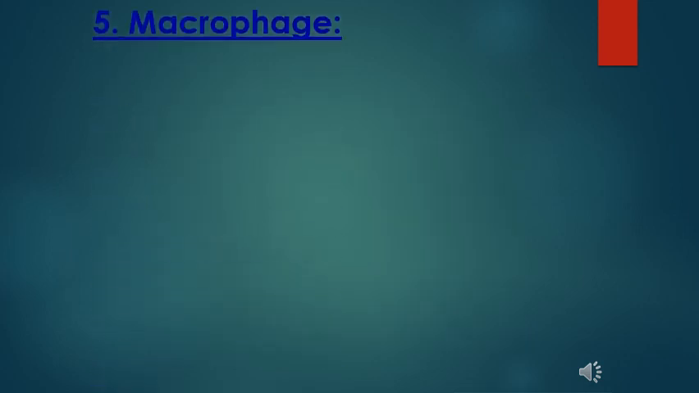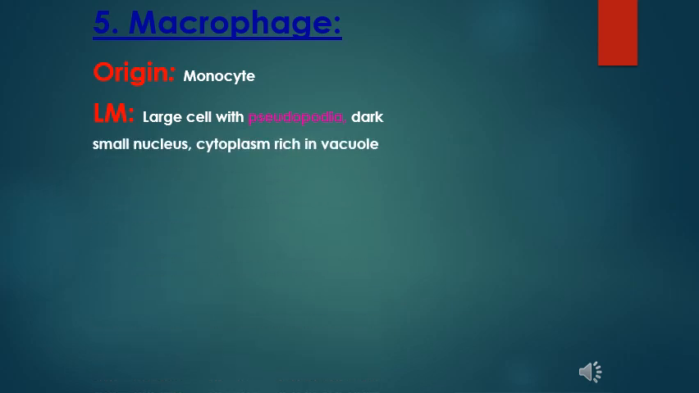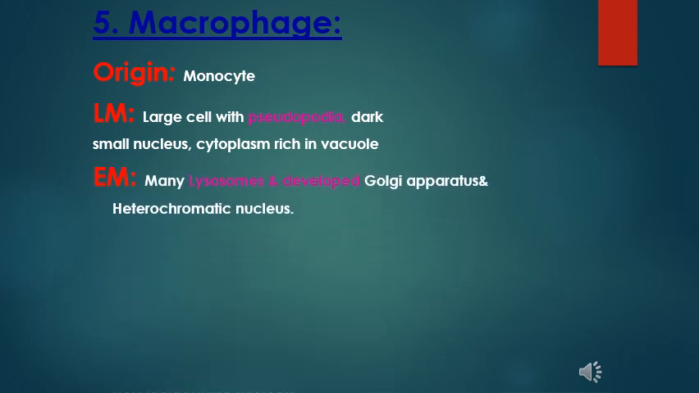The macrophage arises from blood monocyte. They are large cells with pseudopodia. What is the meaning of pseudo? Pseudo means false podia, pedicle, in order to engulf the foreign particle. It has a dark nucleus as it's not an active cell and contains vacuoles, which are digested materials. By EM, there is lysosome, Golgi apparatus, heterochromatic nucleus, and we said irregular membrane.